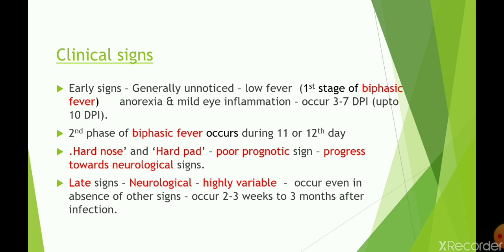And the late signs will be neurological in the advanced stages. It is highly variable. We cannot predict accurately when it will happen. It can range from 2 to 3 weeks after infection or even up to 3 months after infection.